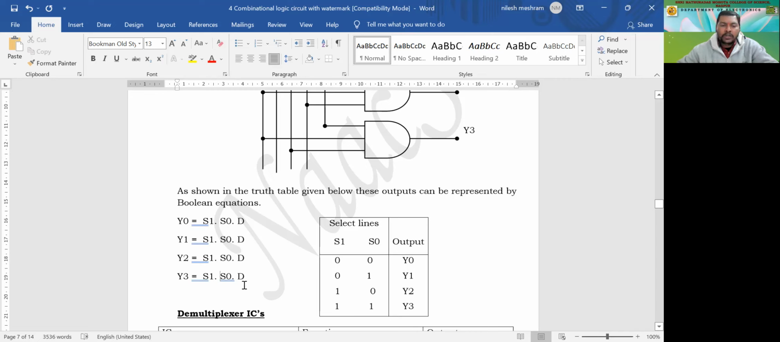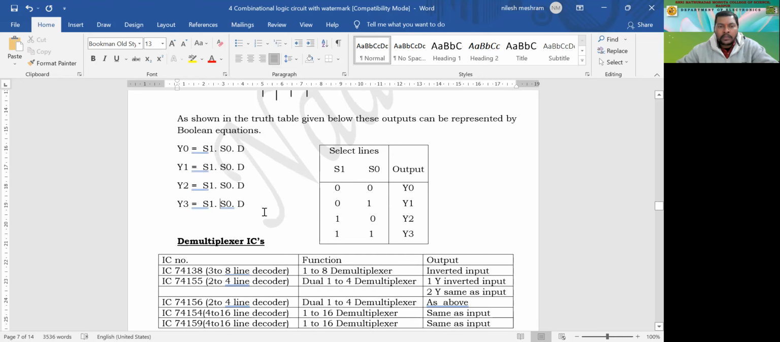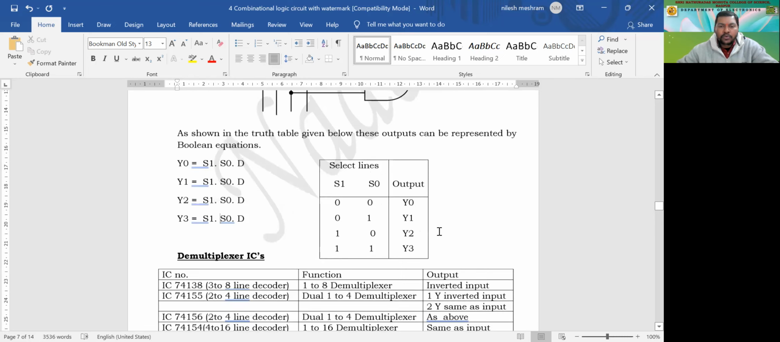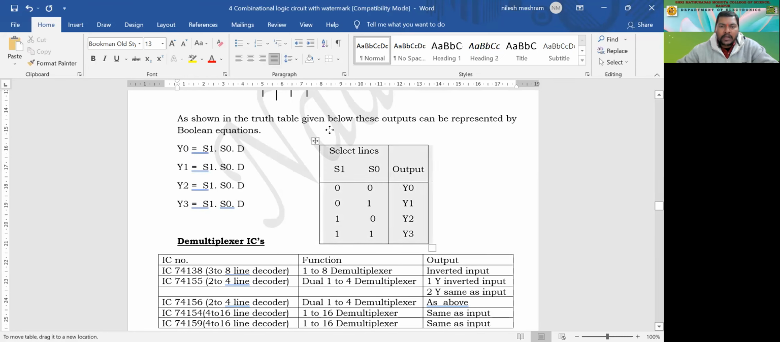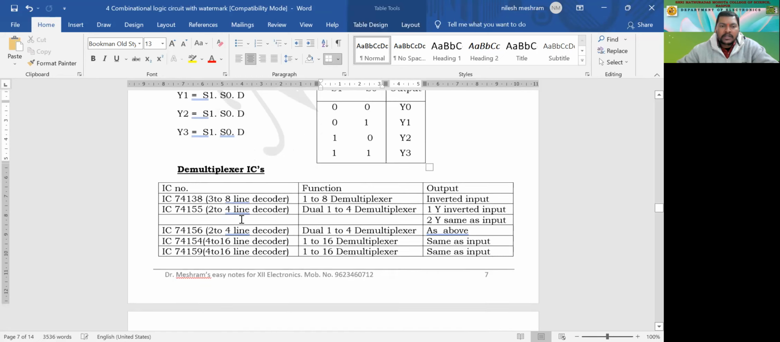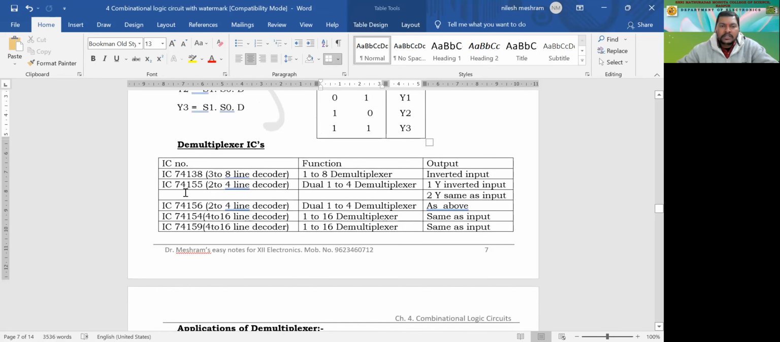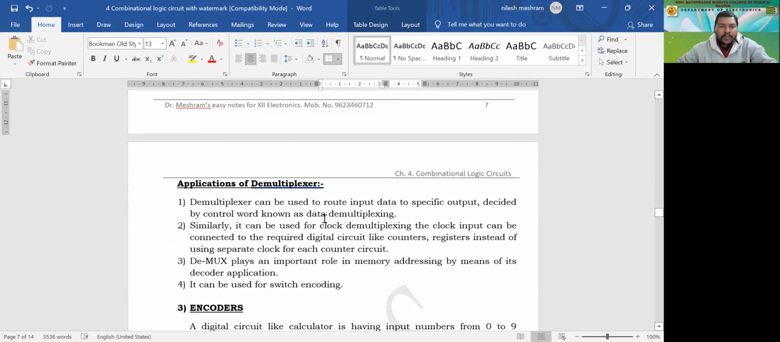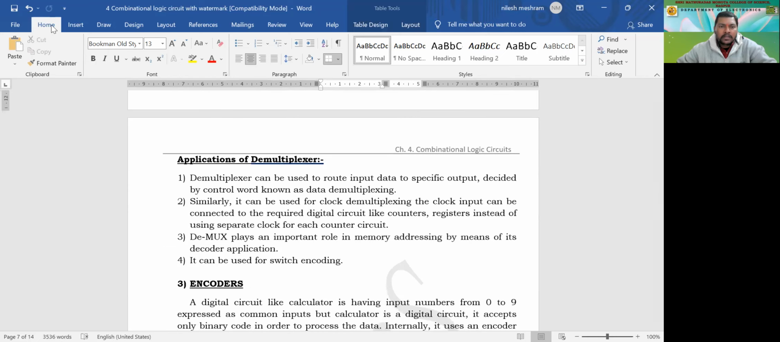Similarly, Y3 will be equal to S1 dot S0 dot D, right? So this is the multiplexer circuit, and this is the truth table of the multiplexer circuit that we are having over. So this is the equation, and these are different multiplexer ICs available in the market. So 74138, that is 3 to 8 line decoder, 1:8 multiplexer, that is inverted input we are having, and these are the other ICs that can be purchased from the market. Now, the applications of demultiplexer circuit.